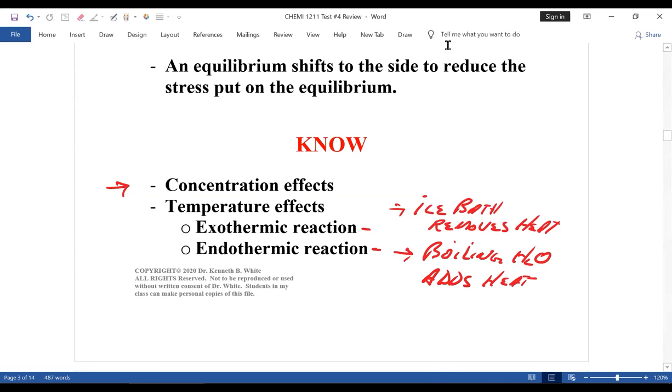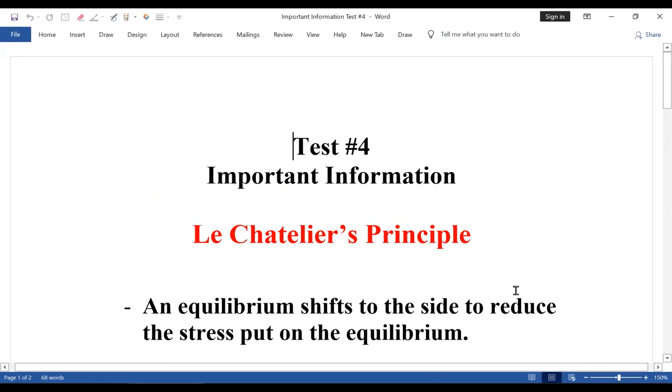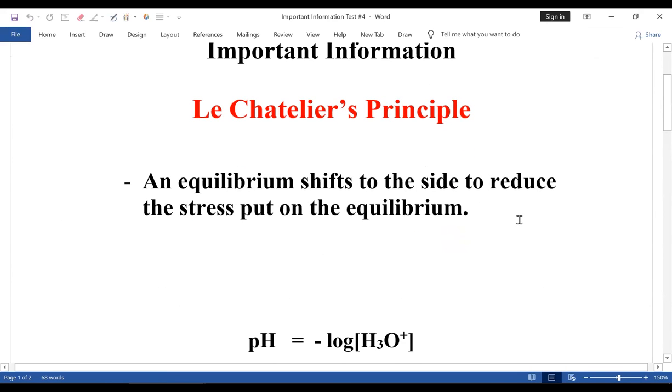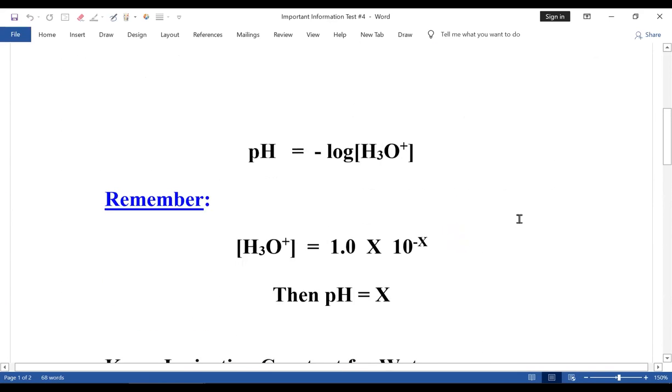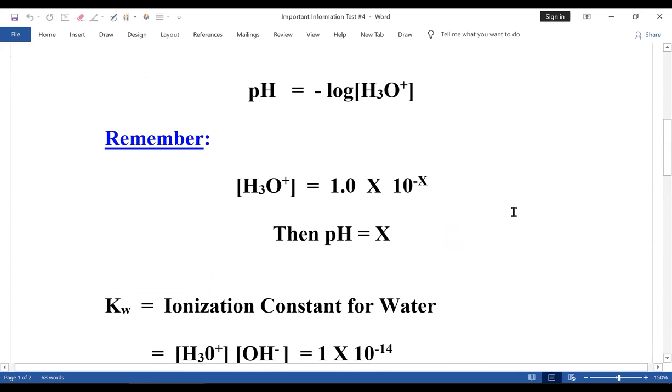Now, let's do something real quick, or not real quick. If you go to the lecture file of Blackboard, you'll see near the bottom, test number four information. This is stuff I'll give you for test number four. And I'm not giving you a lot on equilibrium. I'm asking you to memorize some stuff. I've kept it way down this semester, but I do give you what Le Chatelier's principle is. And later on, I'll give you what pH is.